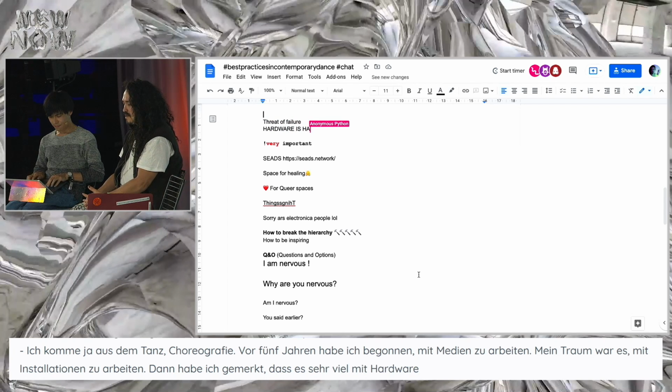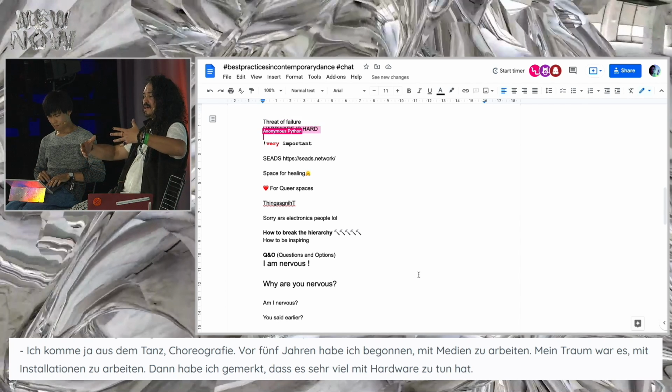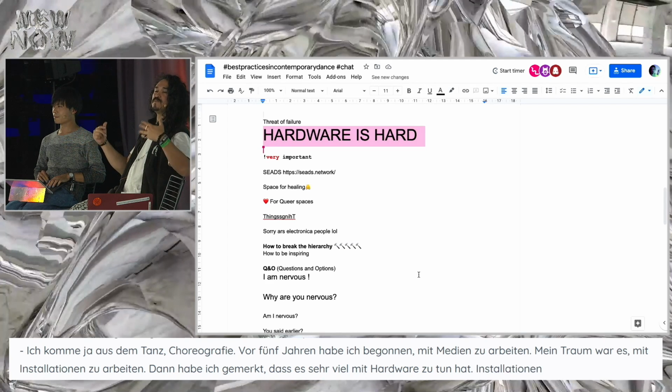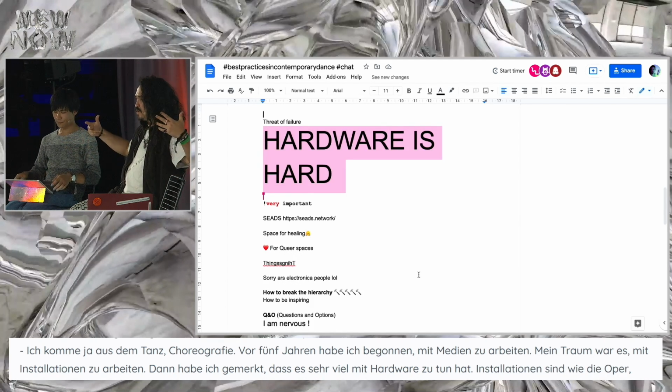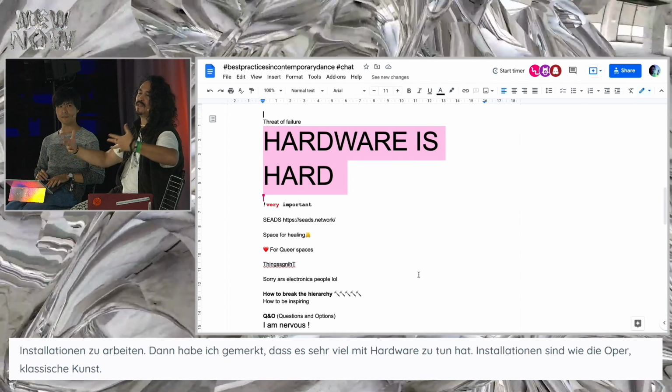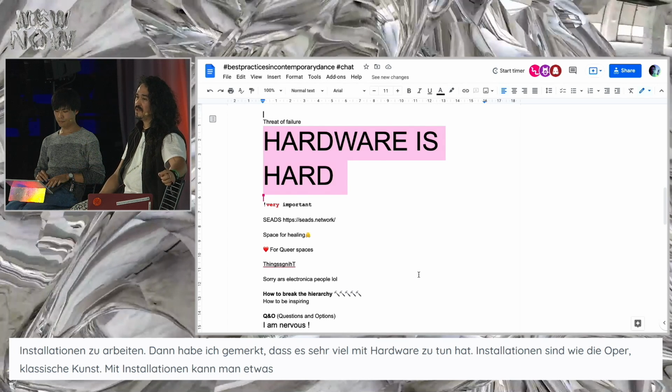In a way, I see installations as the opera of classical art. An installation is the space where, when you have the means to create a ground, you can make something that blends different fields. That's the opera in classical art. That's how I see installations.